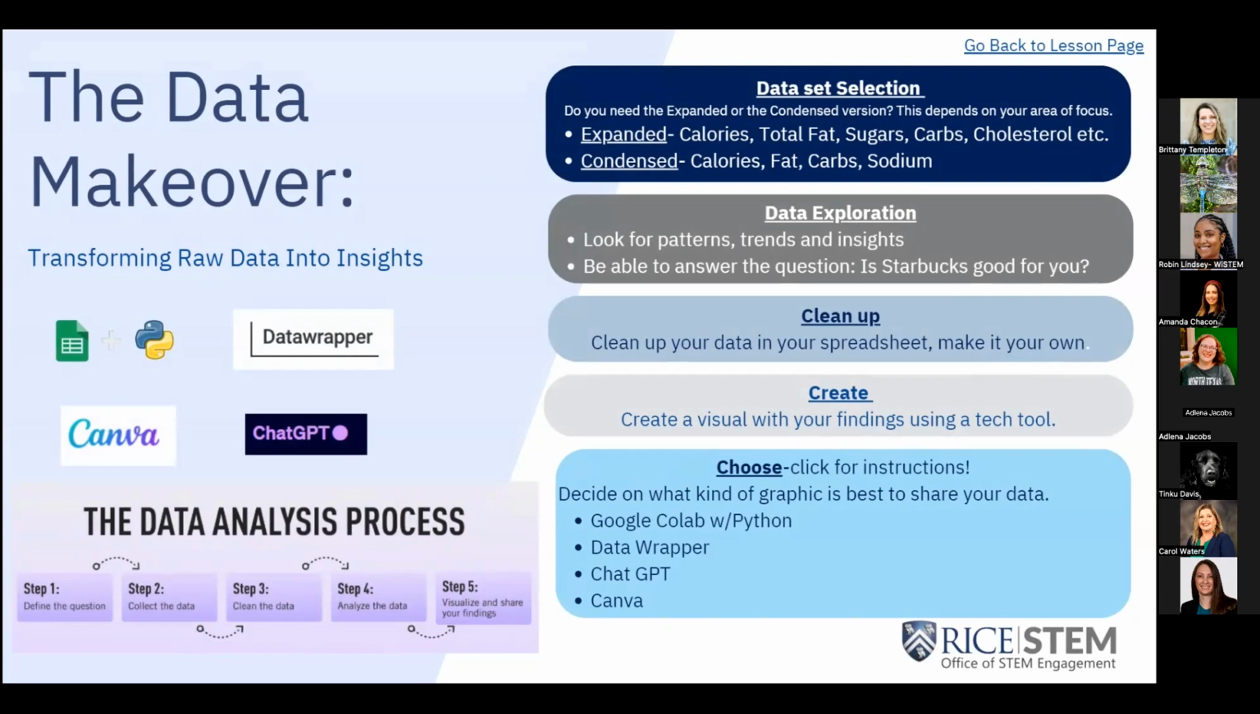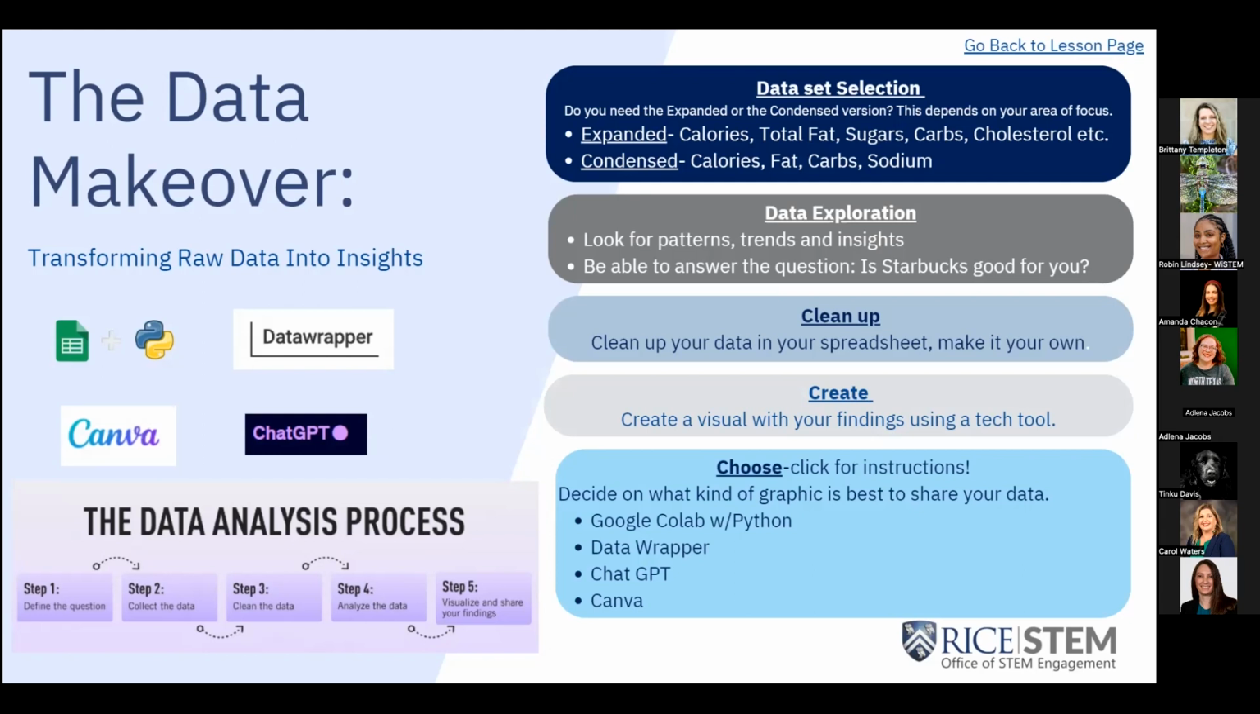So they were able to narrow down their search. Like, if they were looking at just the cappuccinos, they were just going to look at the sugar content of the cappuccinos. So this gave them actual, real time data, let them explore it, looking for those patterns and trends, and ultimately answer that question, is it good for you?